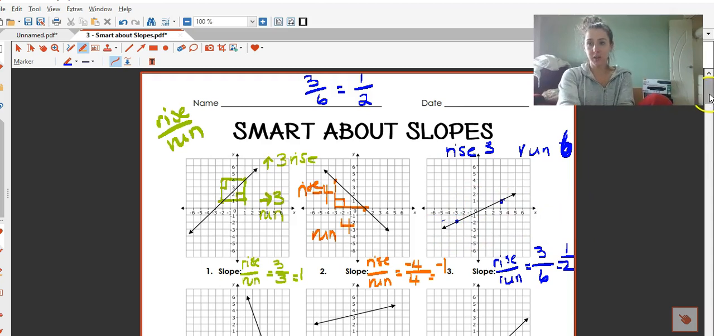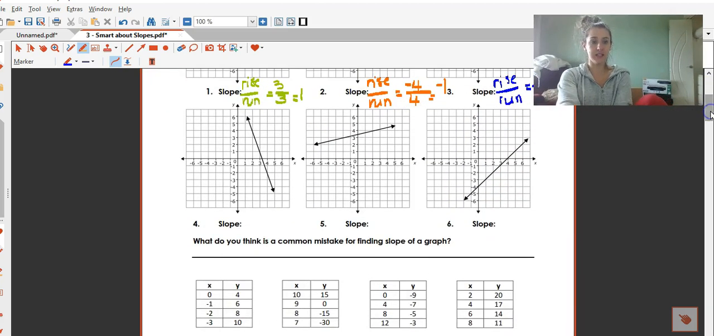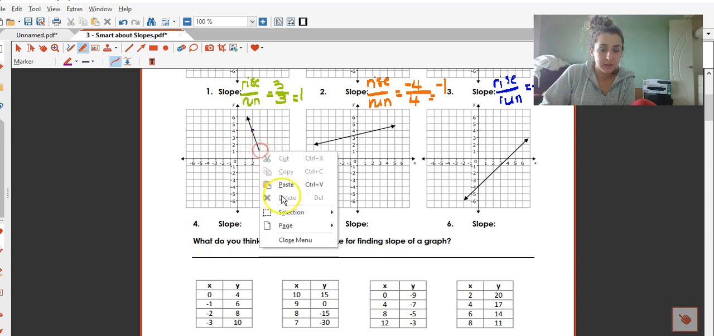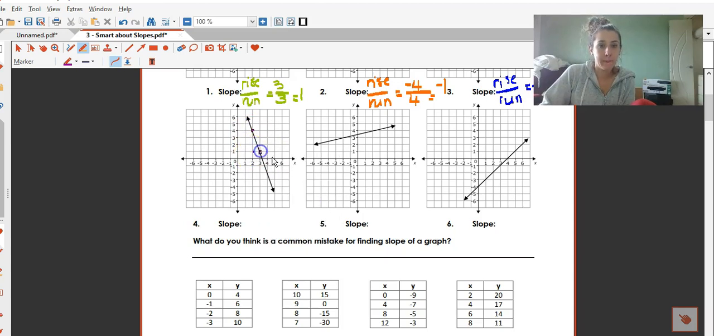All right, let's have a look at the next one. I'm going to take this one here. This might be my last one that I look at for this video. All right. So again, first step I'm going to do is to pick 2 points. I'm going to pick this point here and this point here. So remembering rise over run is my formula.